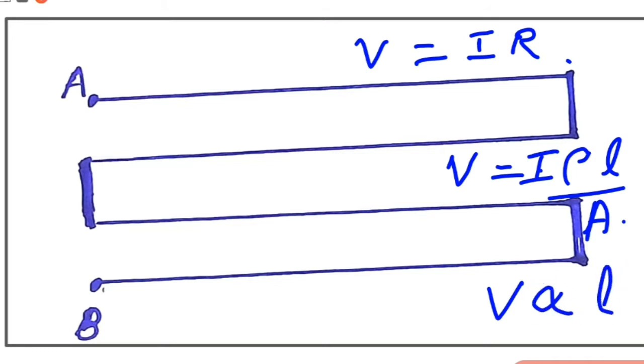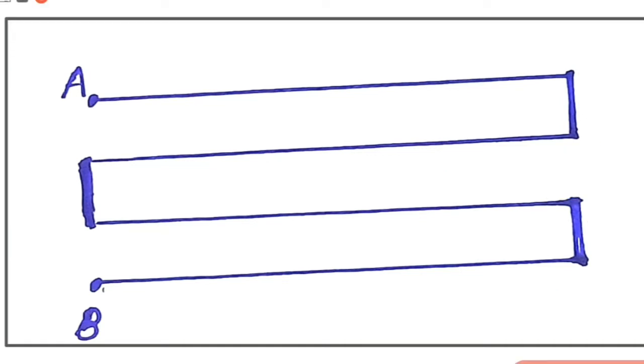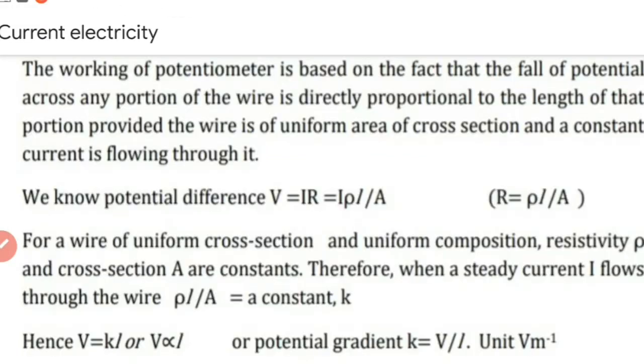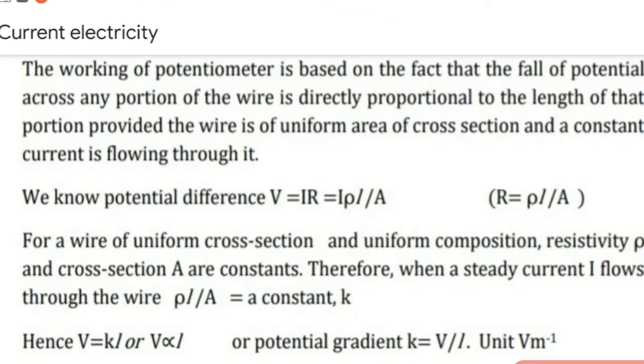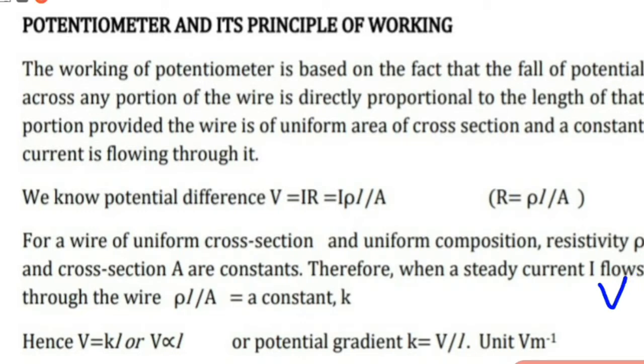So from this we say that the potential drop across any length of the wire is directly proportional to that particular length. That is the principle of potentiometer. Now, if you find the potential drop per unit length: since V is proportional to L, the ratio V by L is called the potential gradient. Throughout the length of the wire, V by L will be a constant.